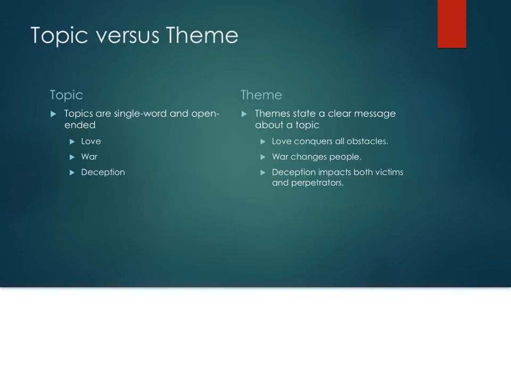So as I mentioned, there is a difference between a topic and a theme. Topics are what I just listed for you, those universal human experiences. So topics are single word and open-ended like love, war, and deception. But the themes of a story are going to actually state a clear message about that topic. For instance, not love, but love conquers all obstacles. Okay, this is the lesson that we're learning from the text. Not war, but war changes people. Not deception, but deception impacts both victims and perpetrators.